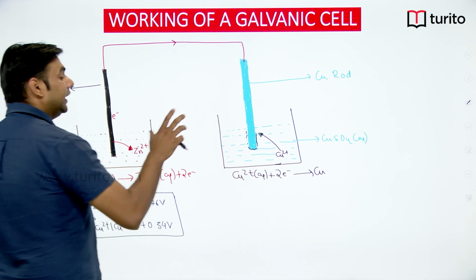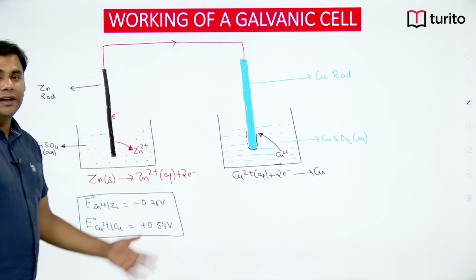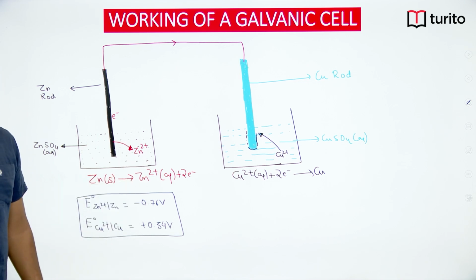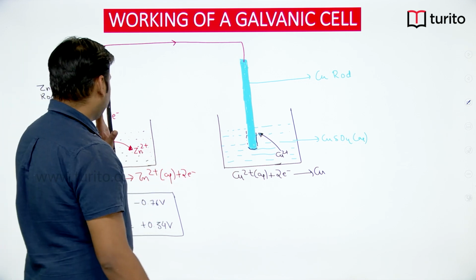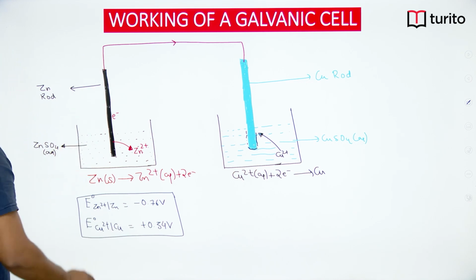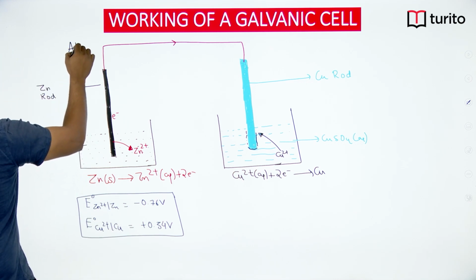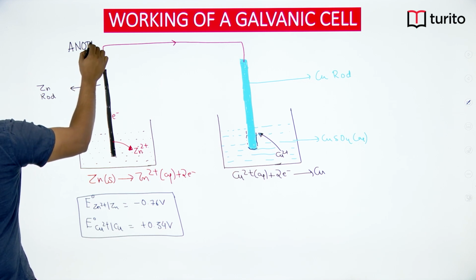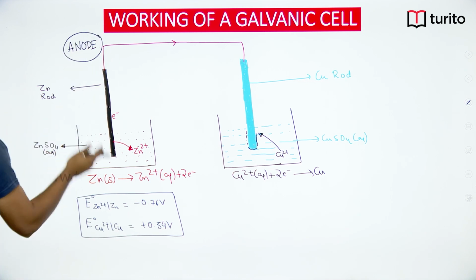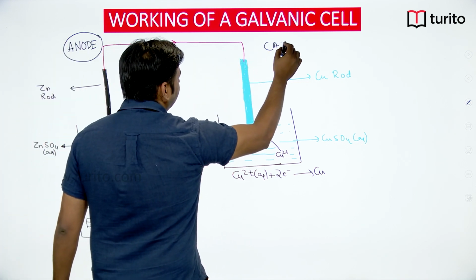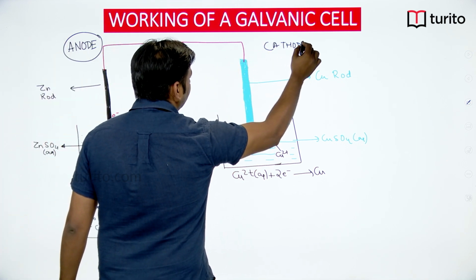So this is not the complete cell now. The cell needs to be completed. So we introduce the concept of a salt bridge. So let us understand first. We'll say that this half is known as anode, because at this half oxidation is happening. This half is known as cathode because reduction is happening over here.